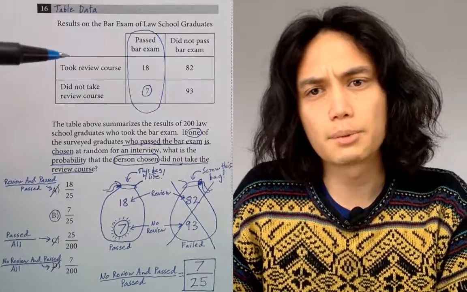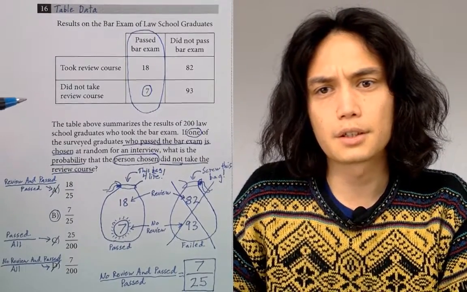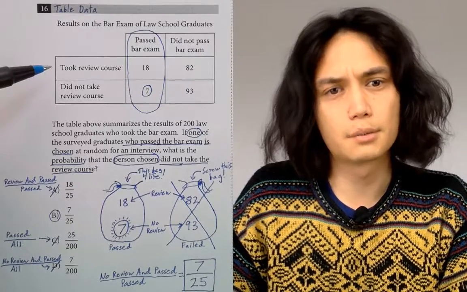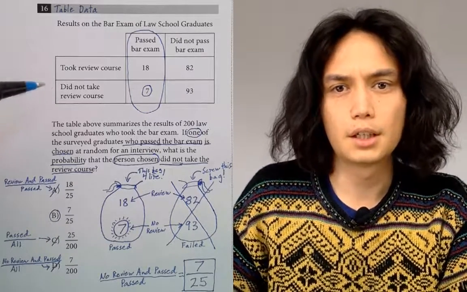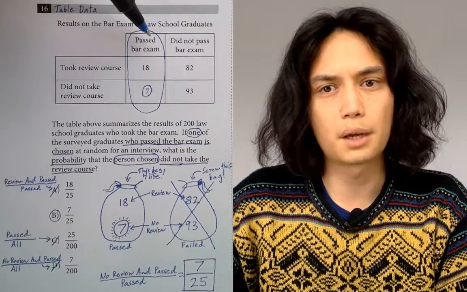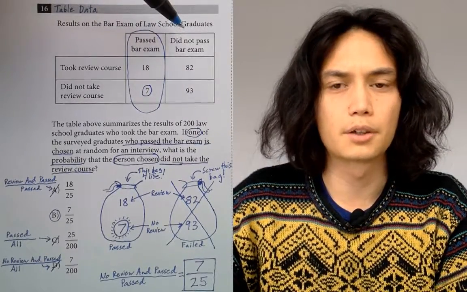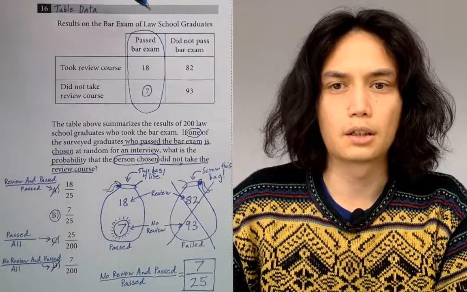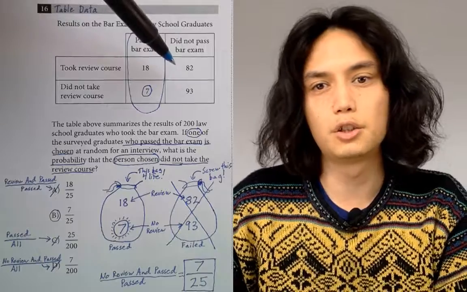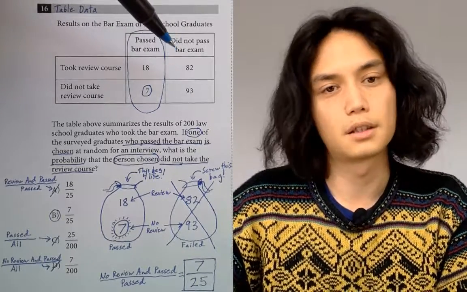Alright, we're keeping track, it seems like, of a couple different things. We're keeping track of whether they took the review course or not. Looks like some people did take a review course, some people didn't. And then we're also keeping track of whether they passed or not. Some people passed the bar exam, some people didn't pass the bar exam. And there's some numbers in these different categories. Looks like 18 people took the course and passed, 82 people took the course but didn't pass, etc.